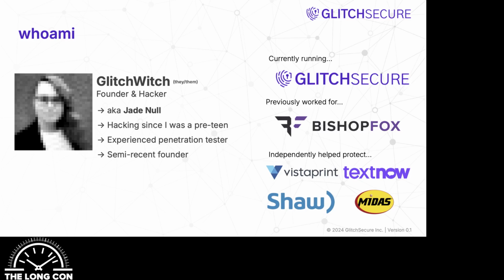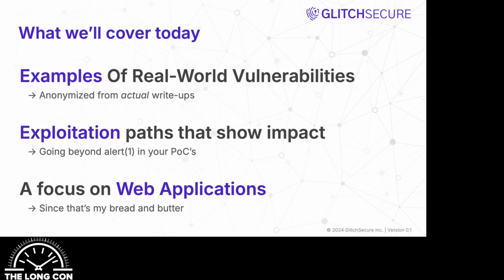I'm going to try not to speed through this too much, but what we'll cover today are some examples of real-world vulnerabilities. Every vulnerability I'm going to show on the screen is one that we have found, but it's all anonymized. So some of these are unfortunately not fixed, which is part of my rant today. We're going to talk about exploitation paths, so going beyond just alert one in your proofs of concept and actually demonstrating the impact. We're going to mostly focus on web applications, just because that's our background, that's what we specialize in, and that's my bread and butter, really. This talk is still sort of a work in progress, so I'm open to feedback as we're going through. It's aimed more at offensive security practitioners than anyone else, but yeah, we'll get into it.